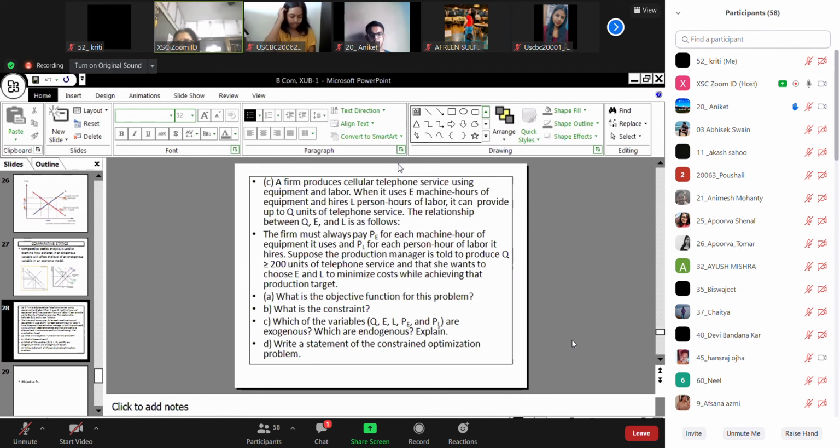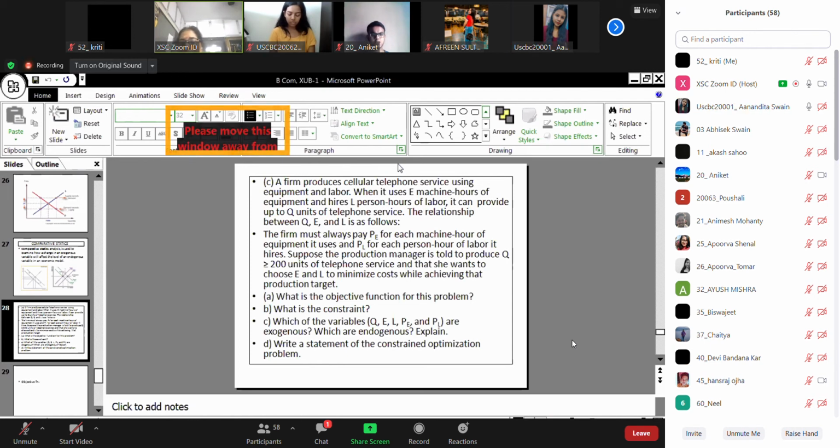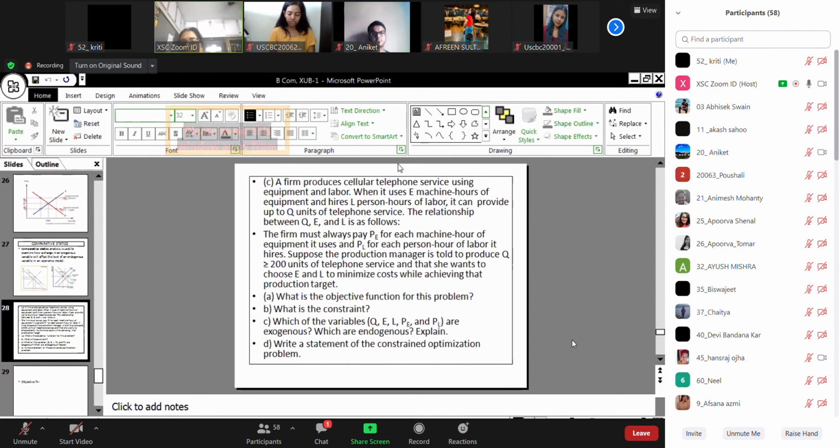Endogenous variables are those variables whose values we have to determine. We are going to determine the amount of E and the amount of L he has to hire to produce Q amount of output with minimum cost. So E and L are endogenous variables. What are the exogenous variables? Ma'am, Q, PE and PL. Yes, Q, PE and PL are exogenous variables.